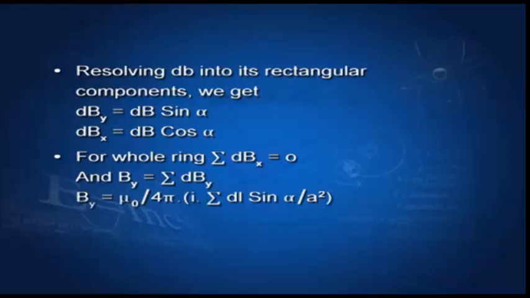So By equals mu naught upon 4 pi, I, summation dl into sine alpha divided by a square. As sine alpha equals r upon a, substituting this value, and the summation of dl is 2 pi r, we get By equals mu naught upon 4 pi into I into 2 pi r square divided by a cube. We cancel 2 pi with the 4 pi, so the remainder is 2. We get By equals mu naught upon 2 into I into r square divided by a cube.